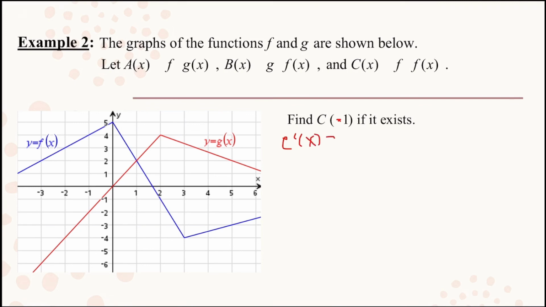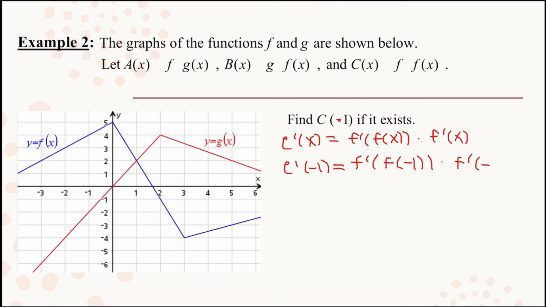So we already said that c prime of x was equal to f prime of f of x times f prime of x. So now we're just going to change it. We're going to do -1, and f of -1 is 4. So then the derivative at 4 is up 1 over 2 times the derivative at -1, which is up 1 over 1. So now the answer is 1/2.